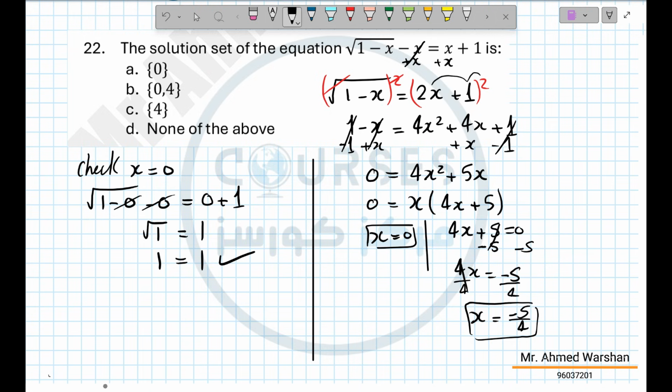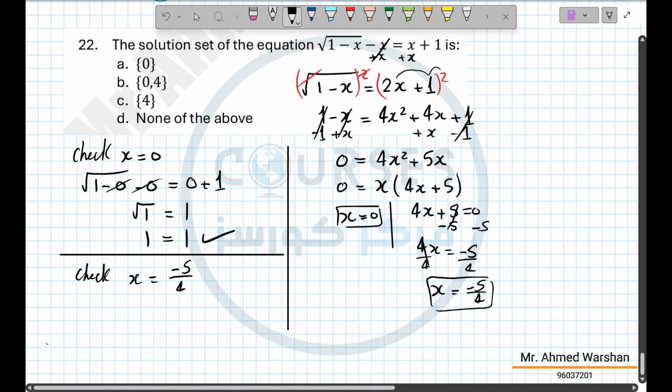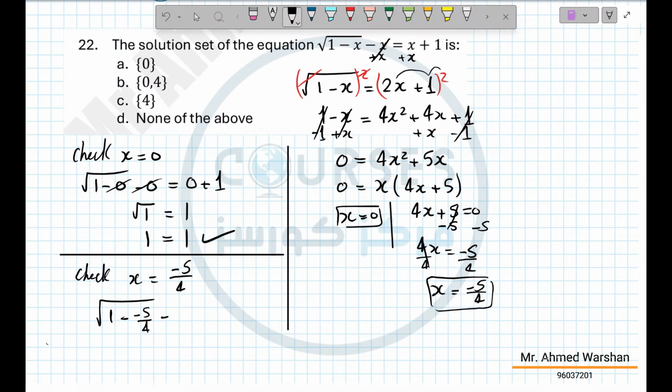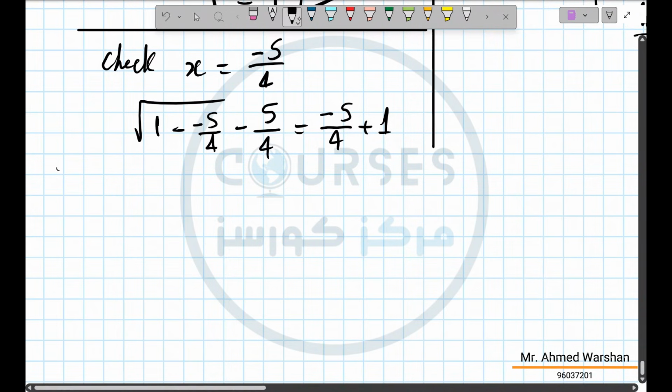But actually, 0 isn't the problem. The problem is negative 5 over 4. So we need to check that as well, and that's going to take some time. So check x equals negative 5 over 4. So let's do the left side alone. That's going to be square root 1 minus negative 5 over 4, minus 5 over 4, equals negative 5 over 4 plus 1. Let's go and do this one because it's going to take a little bit of time.